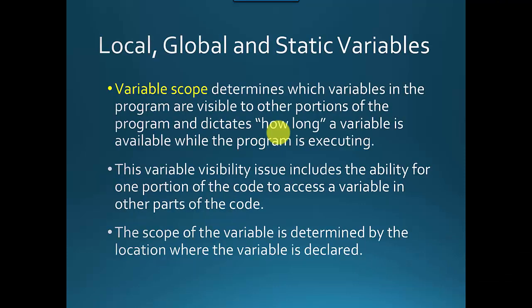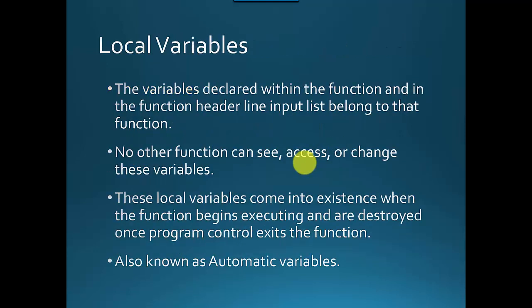Variable scope. So what is the scope of a variable? We kind of talked about this a little bit in earlier presentations. But the variable scope determines which variables in the program are visible to other portions of the program and dictates how long a variable is visible. And what we're going to see is that variables generally are visible within the function that they are defined.